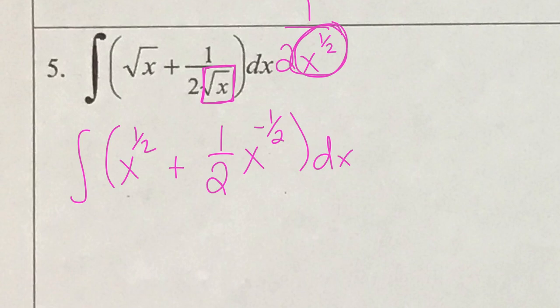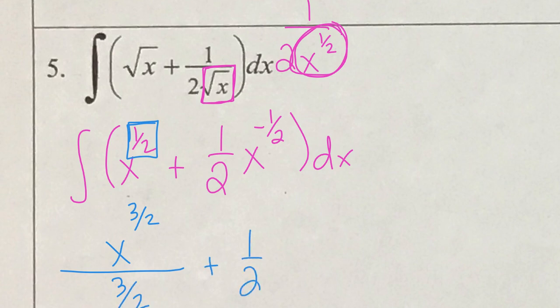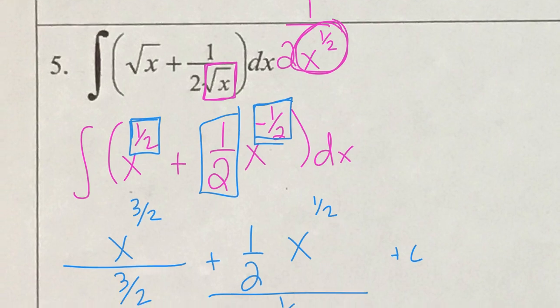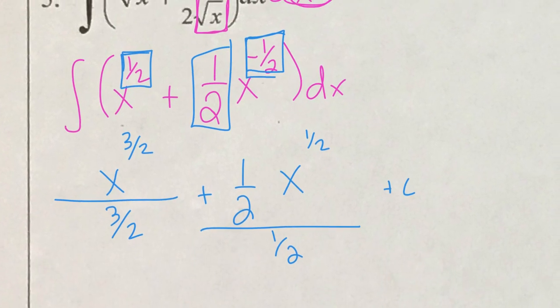Okay, so let's add 1 to 1/2. When we add 1 to 1/2, we get 3/2 divided by 3/2, plus your 1/2, right? This is always a constant, so it remains a constant. We're going to add 1 to negative 1/2, which becomes a positive 1/2. And we're going to divide this by positive 1/2. Of course, plus c. So now let's do some simplifying.